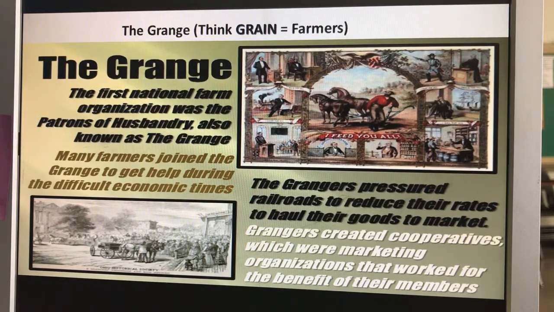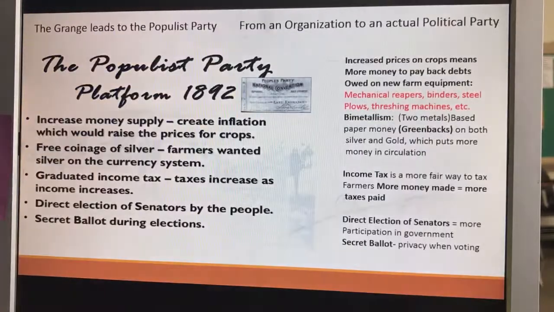And so what the Grangers wanted, they wanted a couple things. They wanted higher prices for their crops. They also wanted lower rates to ship their products, and the railroads were abusing farmers. They were charging them high prices to ship their crops, and it was just tough for these farmers to make a living. And so the Grange movement is the small movement, and that movement leads on to the Populist Party.